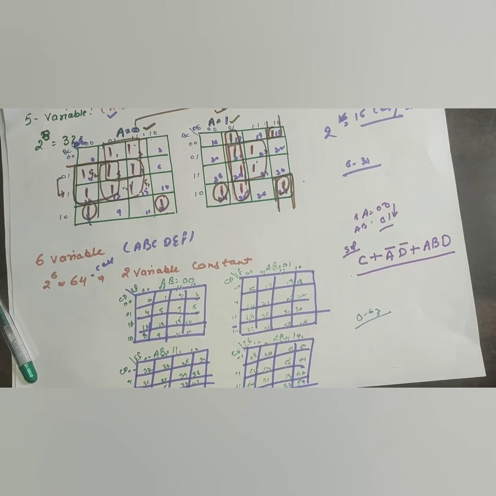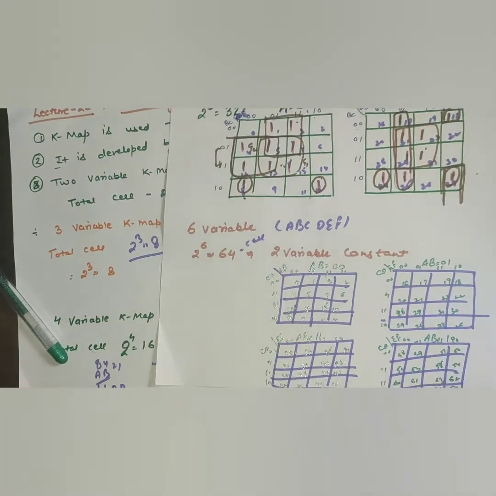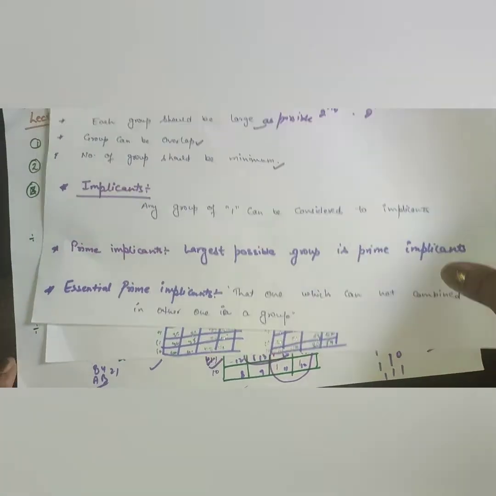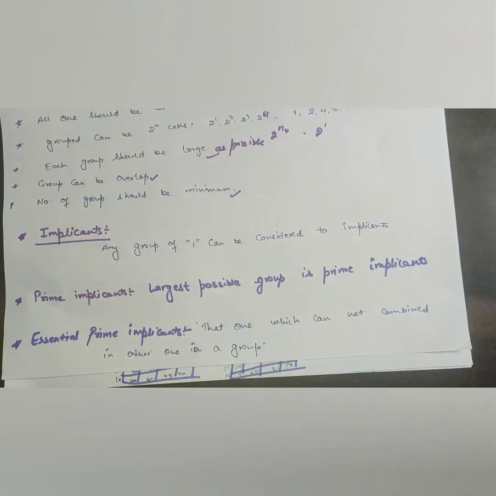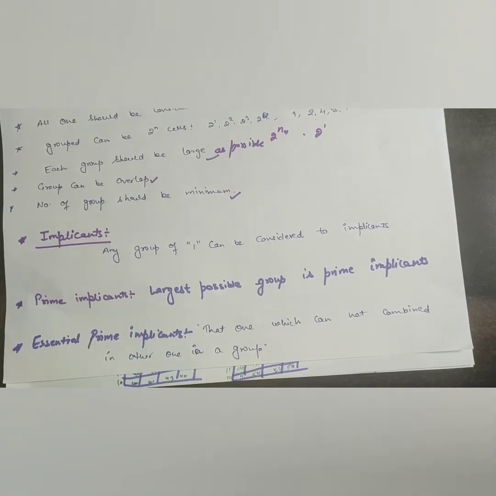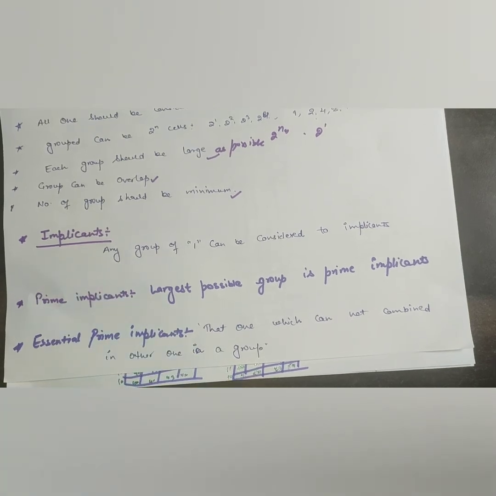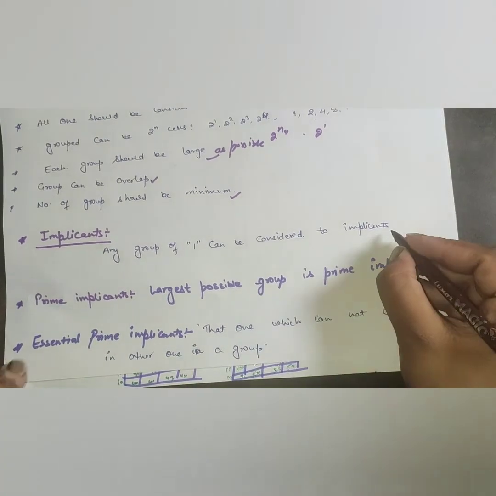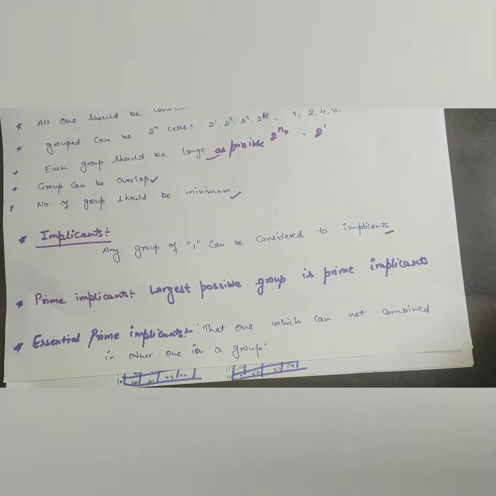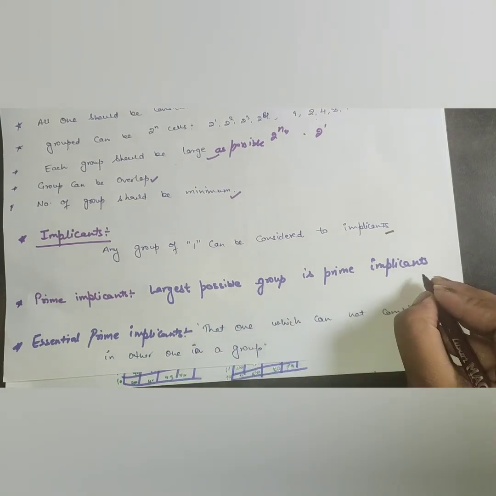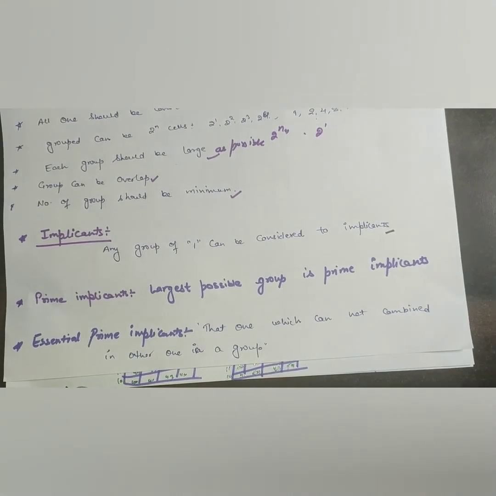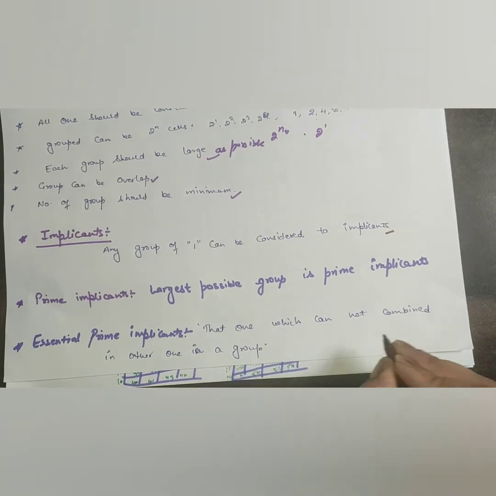Now there are some points in K-map. There are implicants, prime implicants and essential prime implicants. Implicants: any group of 1s can be considered an implicant. I will explain what that is. Prime implicant: the largest possible group is a prime implicant. Essential prime implicant: the one which cannot be combined in another group is called an essential prime implicant. Now I will talk about how.